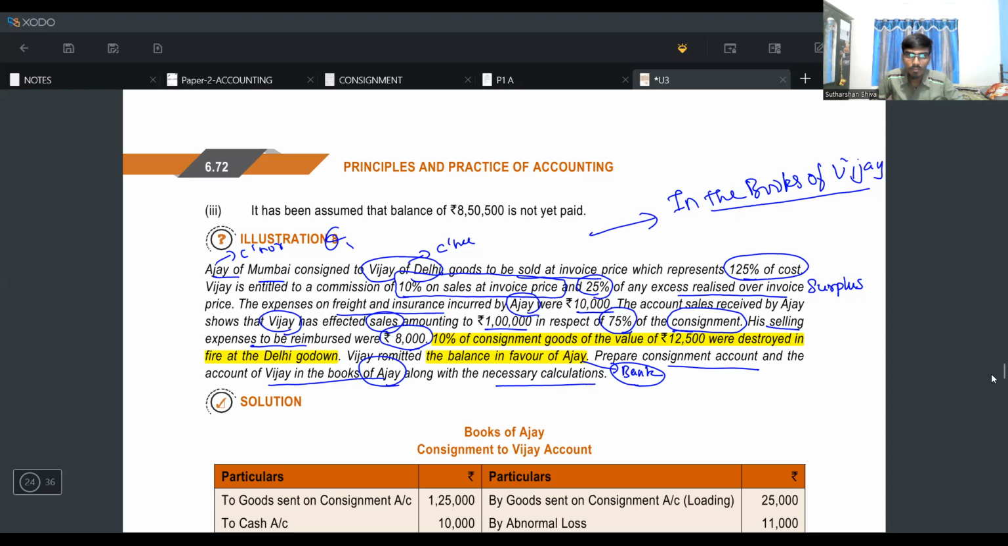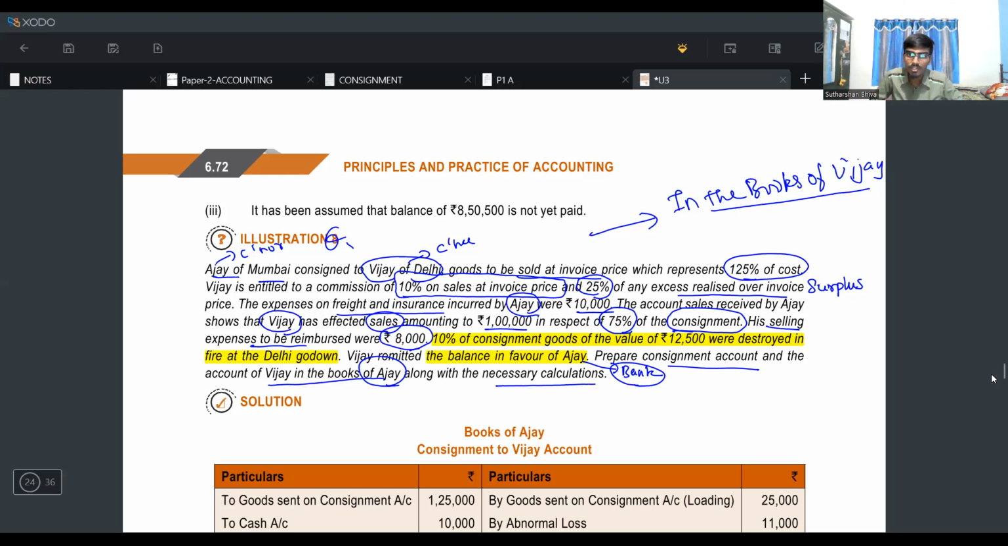100% is 1,25,000. There is no consignee expense. There is only a consignor's expense. Consignor's expense is 10,000. So 1,35,000 is 100. Then there are no non-recurring expenses. There is only an abnormal loss of 10%. If you cross multiply, you will get 13,500. And this 90% worth of goods is 1,21,500.